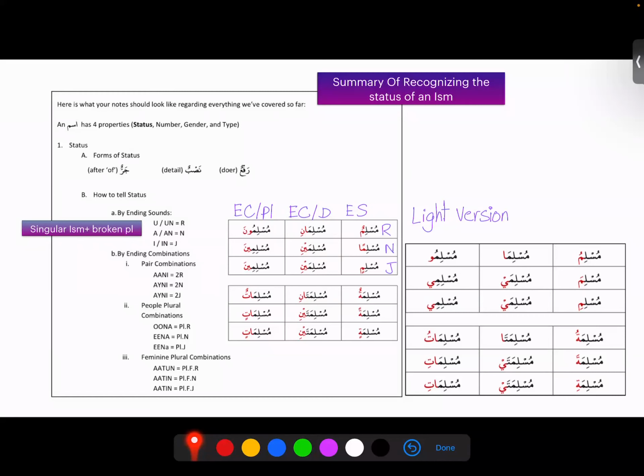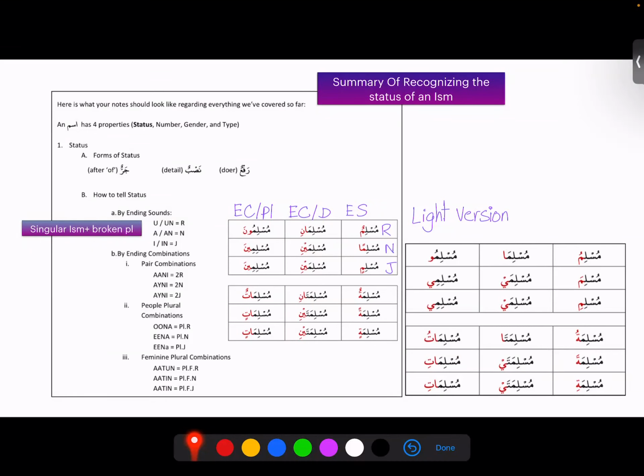One is dual, where masculine and feminine are the same. But when it comes to plural, we have two different kinds of combination: una ina combination and atu natin combination. So we need to remember that.